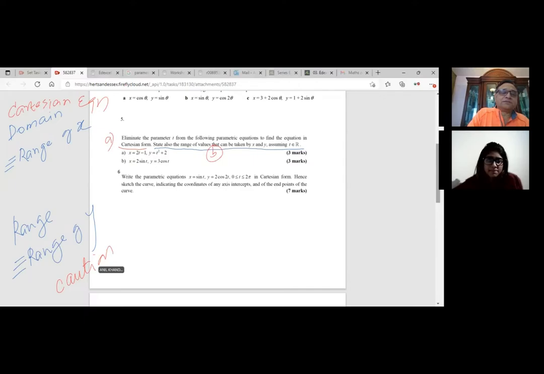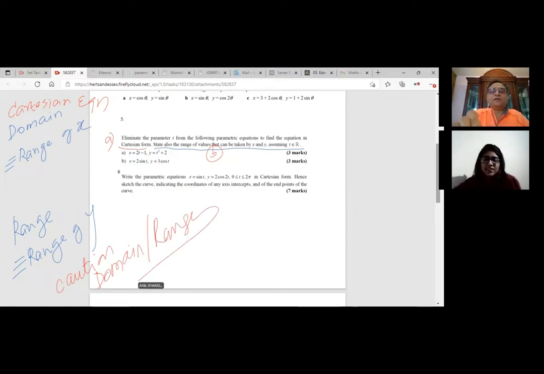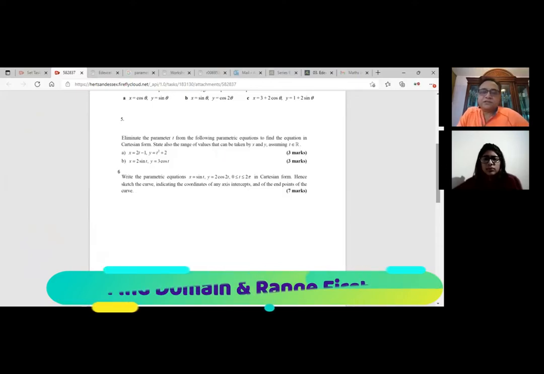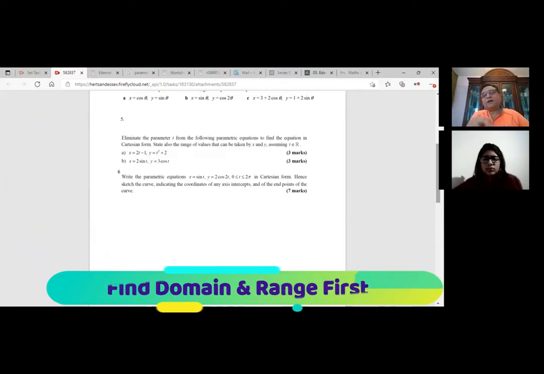Part B first, domain and range first. So at least you can still gain some marks. Without even doing anything, straight away from the equation, get your domain and range, get those 3 marks first. Then part A, 3 marks, we will work on. Otherwise, you may lose all 6. So let's be very clear about this strategy. Adopt this strategy. So we have done the first part, part B, which is what is the domain?